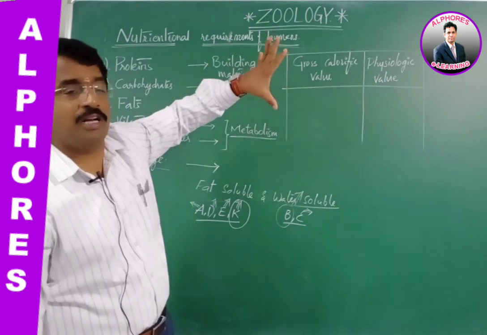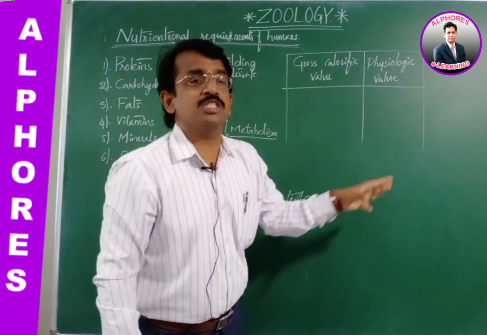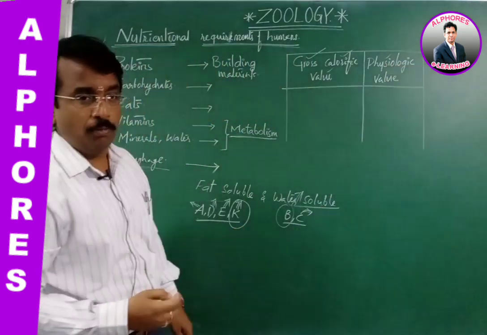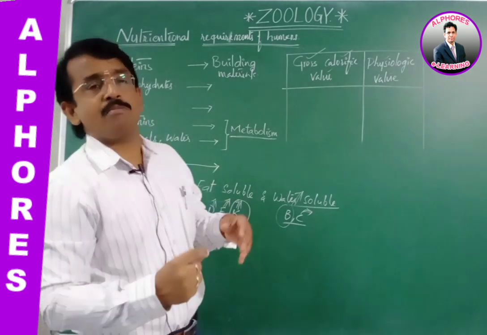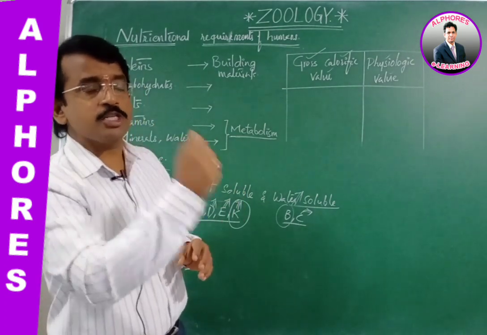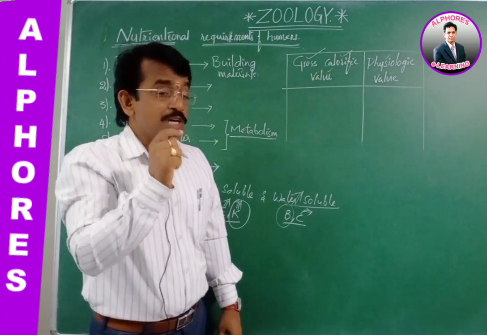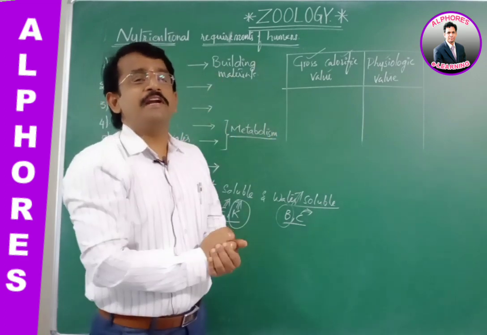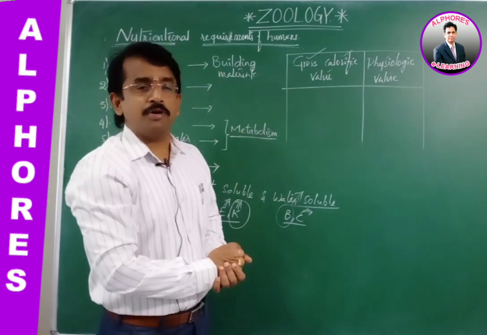Such a measure of the heat produced by food products has a certain value. This value is what we call the gross calorific value or physiologic value. What I mean to say is, the food products that we take, carbohydrates, fat and proteins, are the energy sources. Every gram of food that we take, after combustion, liberates heat, which is named the energy value of the respective food.